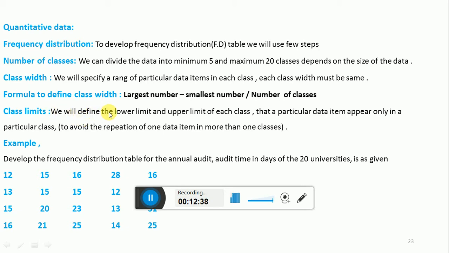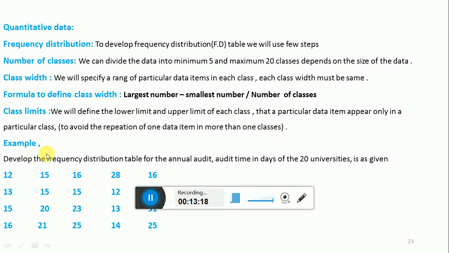So we will define the lower limit and upper limit of each class so that a particular data item appears only in a particular class, to avoid the repetition of one data item in more than one class. Why does the statistician define the class limits? To make sure that each data item occurs one time only in one class. We cannot put one data item in more than one class. That is why the statistician will define the lower limit and the upper limit of the class.